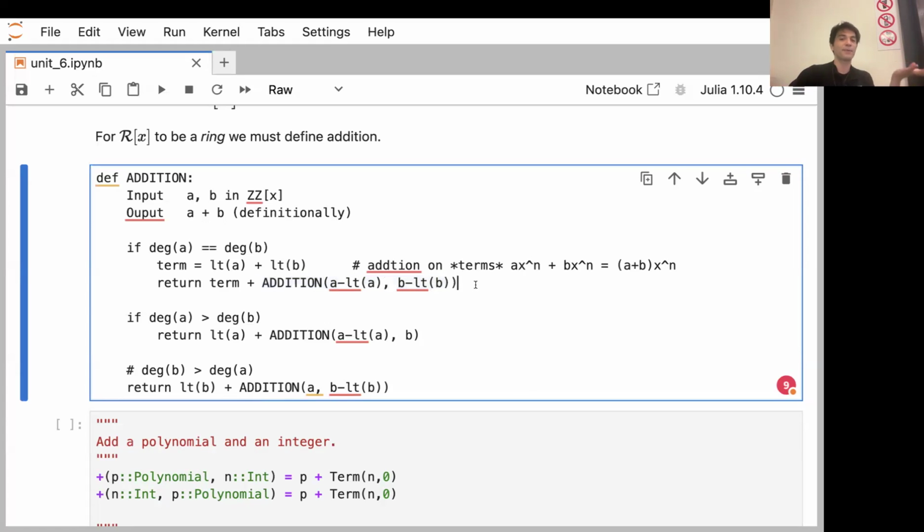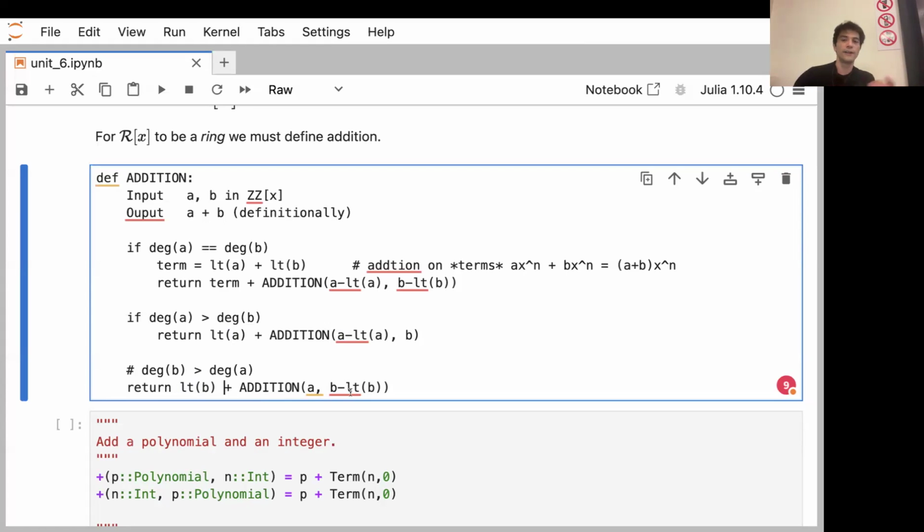Okay, so this is what happens when the terms are equivalent. This is what happens if the degree of A is bigger than the degree of B. You keep the leading term of A, you remove it from A, and then you just recurse. What happens if the degree of B is bigger than the degree of A? Well, you do the opposite. You take the leading term from B, and then you add it to the addition of A with B less its leading term.